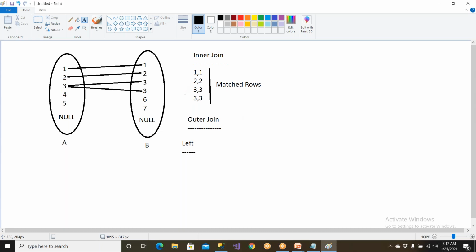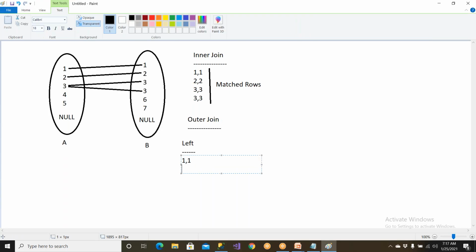So inner join gets you matching data. Outer joins will get you matching data plus unmatched data. So that is the beauty. So left outer join will get you matching data. What is matching data? 1 comma 1, 2 comma 2, 3 comma 3, 3 comma 3. This is matching data, plus unmatched data from the left table.